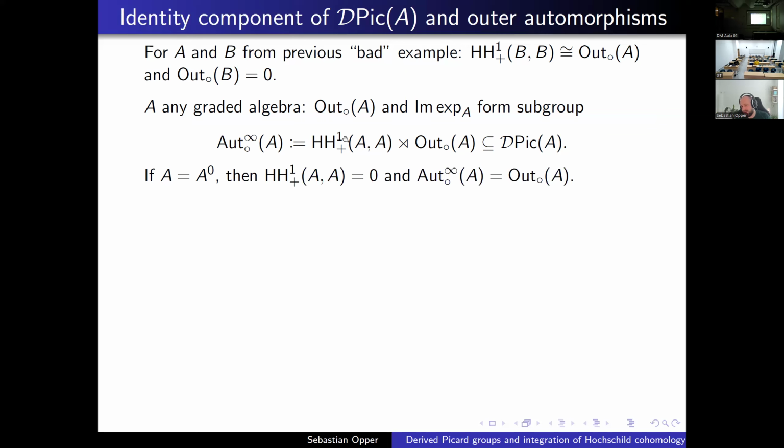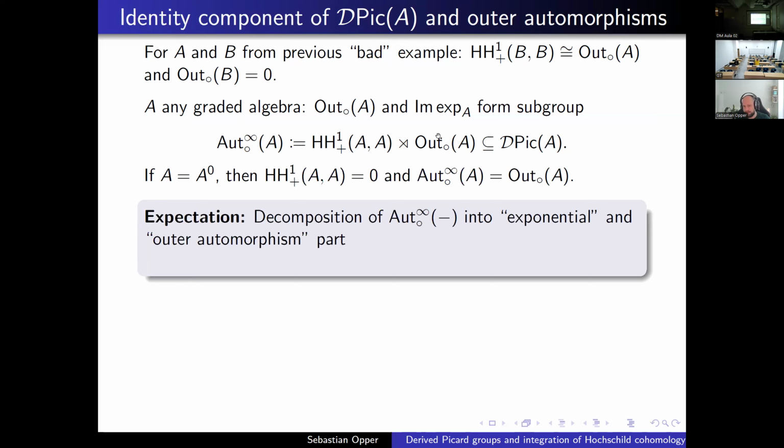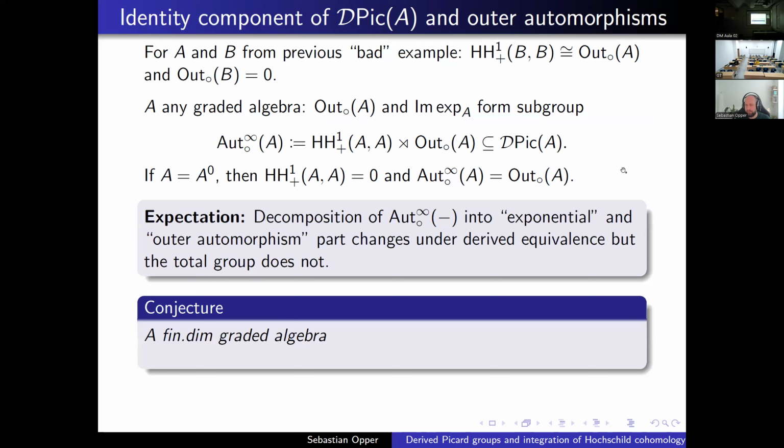But then on the other hand, okay, this just reduces to the outer automorphism group, which we know is a derived invariant. And the expectation is that the composition of this Out-infinity into what is the exponential part and what is the outer automorphism part can change depending on if you go to a derived equivalent graded algebra. But the idea is that the whole group together, the semi-direct product, does not change. And then if you believe that this is actually the identity component in some way you can define, then you would believe that this is the derived invariant. So that's the conjecture.